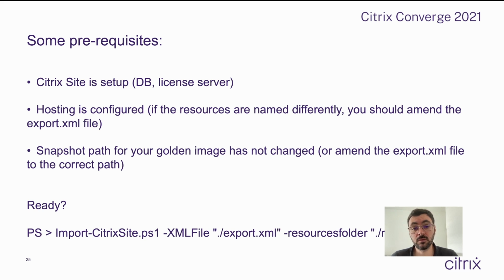Hosting needs to be configured to know where to store and to host your virtual machines. If the resources are named differently, because you want to change your storage or your network, you should amend the export.xml file. And the snapshot path for your golden image should not have changed. If it has changed, you have to amend the export file as well. I will show you in the demo.